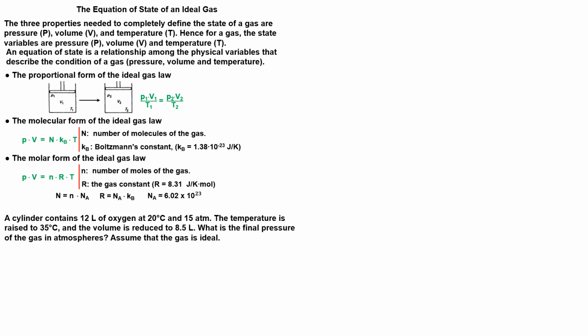Since we know the temperature, pressure, and volume at one state, and we are trying to relate it to the pressure at another state, we will use the proportional version of the ideal gas law. We can do this since the number of molecules in the sealed container is constant. Do not forget to convert the given temperatures to kelvins.